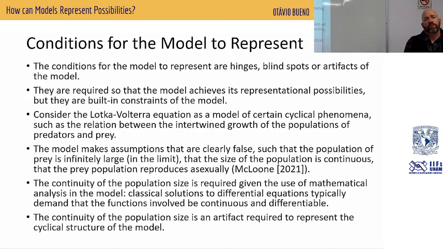The continuity of the population size is then an artifact, right, required to represent the cyclical structure of the model. Once you fix that, then you can represent the cyclical phenomenon. But that part is now held fixed. And of course, it also comes with all kinds of additional artifacts, because if that growth is continuous, then at any point of the growth, it can be infinitesimally divided, right? So you can now divide bits and pieces of that population infinitely small, which of course we can't do, right?